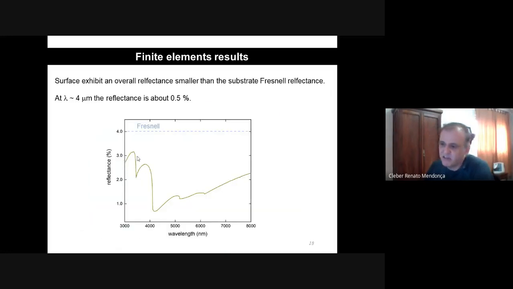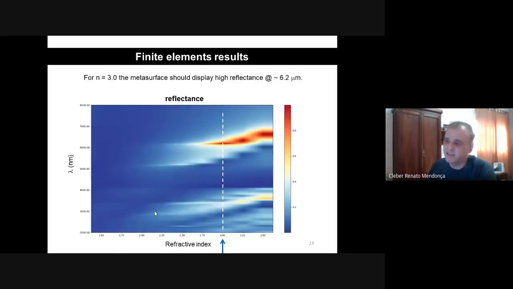Maybe you can say, okay, that's not too impressive because, from the beginning, the glass itself doesn't have a high reflectance, so it's already 4%. So we are dropping from 4% to only 0.5%. However, that's just a proof of principle that we can use lift as a way to fabricate metasurfaces.